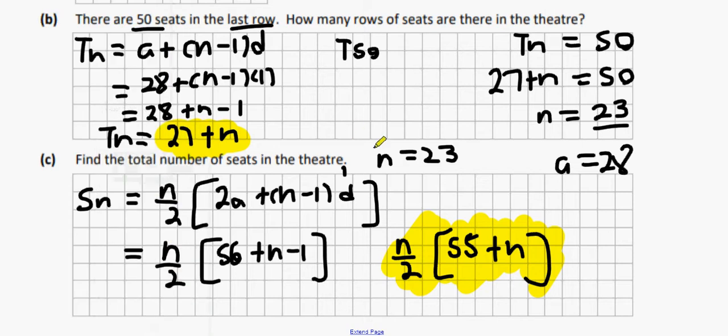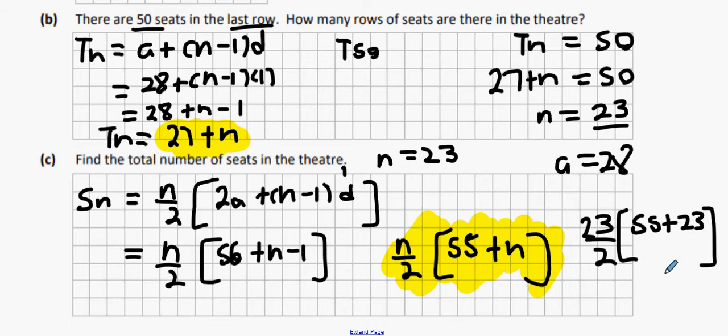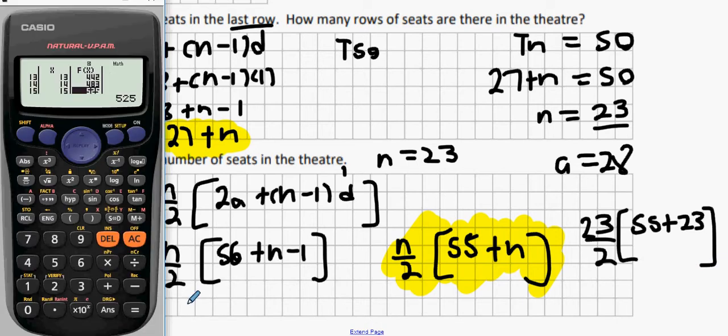Now the lads are right. We know the n value, don't we? What's the n value? 23. So it's going to be 23 over 2 multiplied by 55 plus 23. We did that yesterday. Put it into the calculator. What do we get? 897? Cool. I'll start at 20 and end at 25 for a minute, and you'll see that 23 should give me the right answer. There it is.